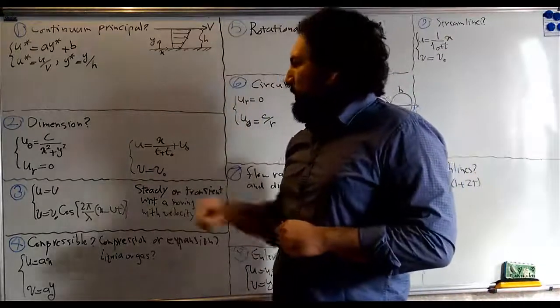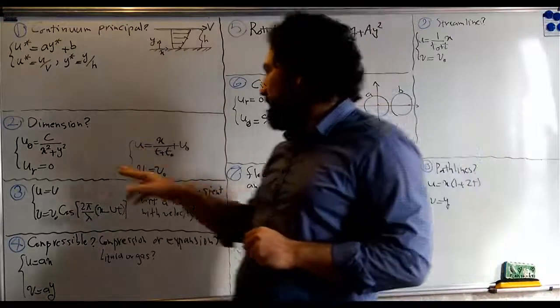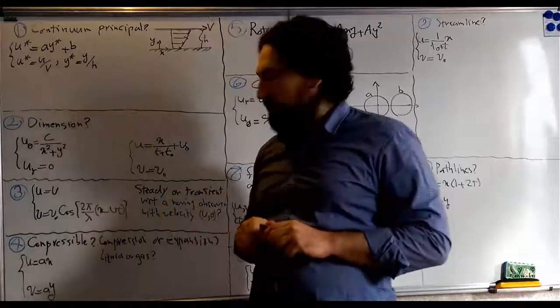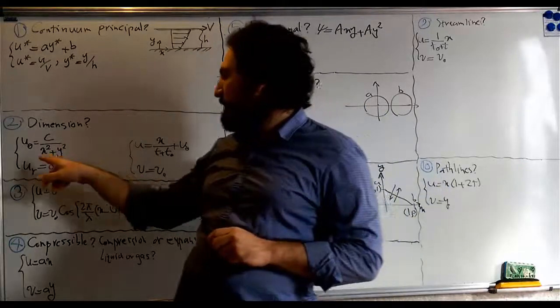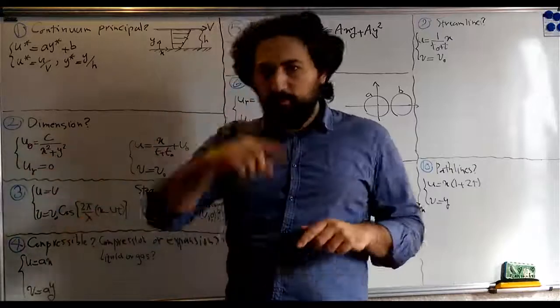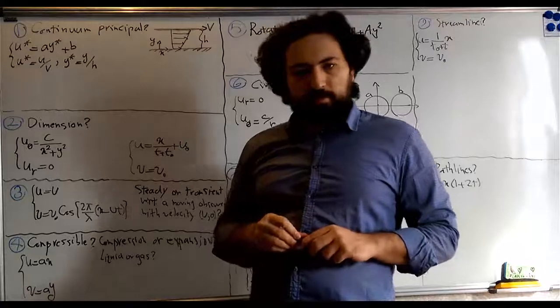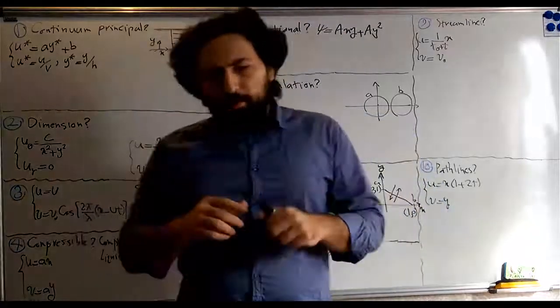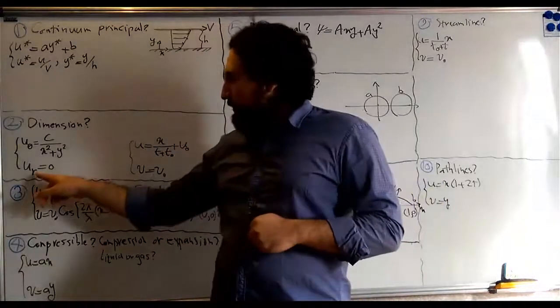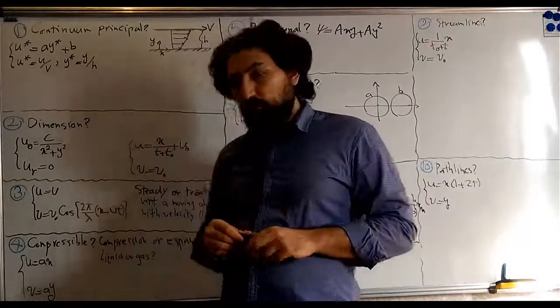The second question is about the dimension of the flow field. This velocity field is written in polar coordinate. This is the circumferential velocity, which equals a constant over the square root of x squared plus y squared. And the radial component of the velocity is 0. What is the dimension of this velocity field?